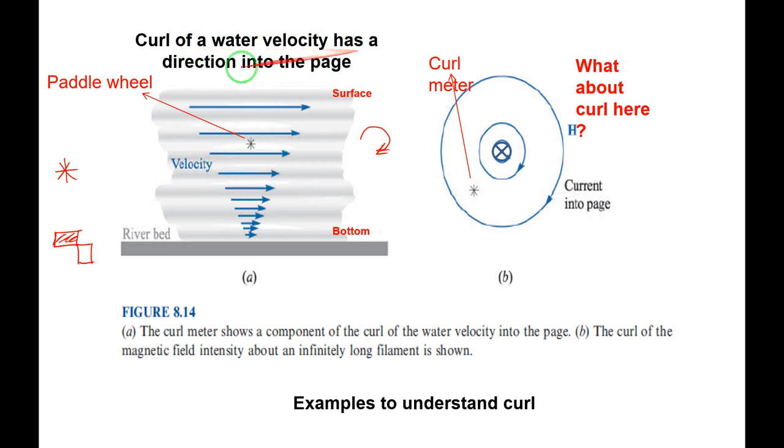The curl of a water velocity has a direction into the page. It will be rotating in the clockwise direction, but the effect of the curl of velocity of water will be into the page. We have written like this, curl of H. Here velocity, normal direction, means del cross H. Here it is velocity, I should write V instead of H. We got it? It is equal to current density for H, right? So here the curl of velocity of the water will be into the page, into the PPT.